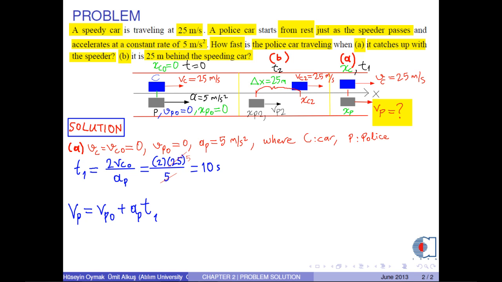Well, the velocity of the police at this time is found by this formula. Here, VP0, that is the initial velocity of the police, is 0. Then we obtain AP times T1, which is equal to 5 times 10. Then the result is 50 meters per second.